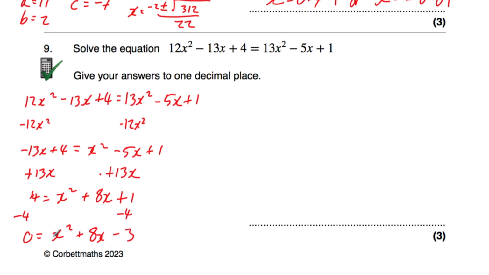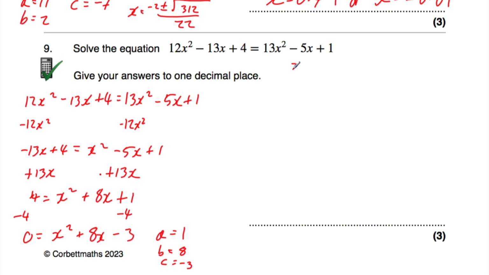So now we've got a nice quadratic. We had something really complicated, and now we've just got a nice quadratic we want to solve. Now, it'd be even nicer if we could factorize it, but we can't, so we're going to have to use the quadratic formula, and the clue is the fact that it says give our answers to one decimal place. So we know that a is equal to 1, we know that b is equal to 8, and we know that c is equal to negative 3. So let's substitute those values into the quadratic formula.